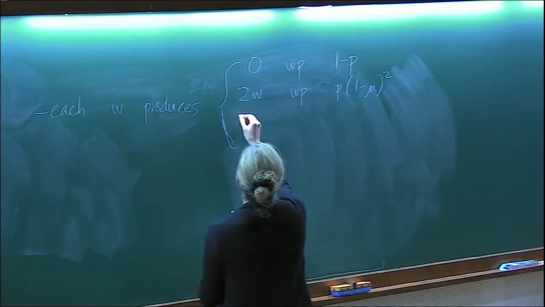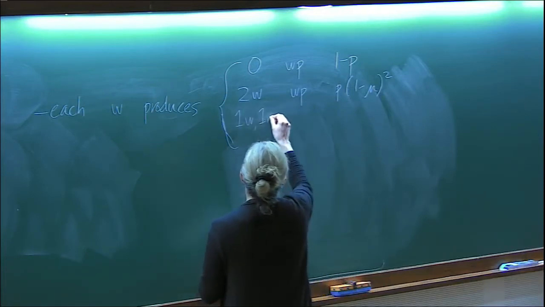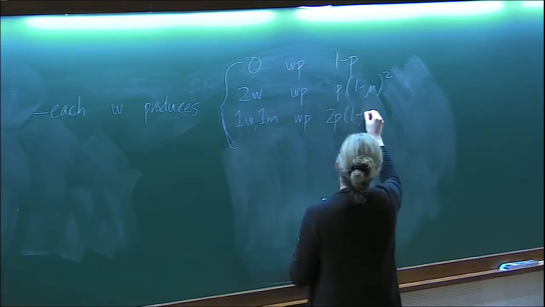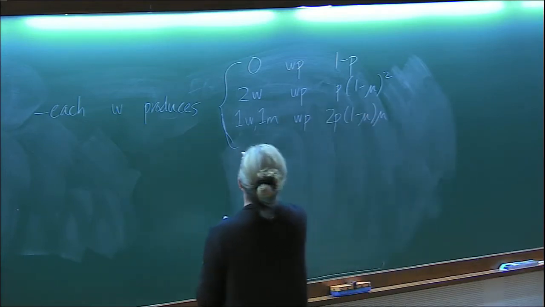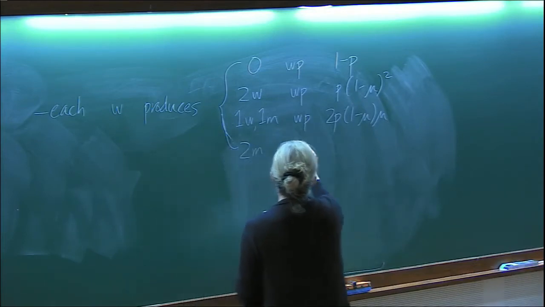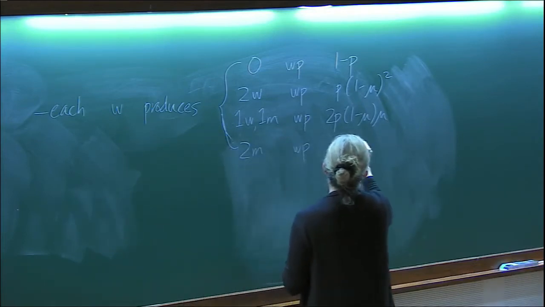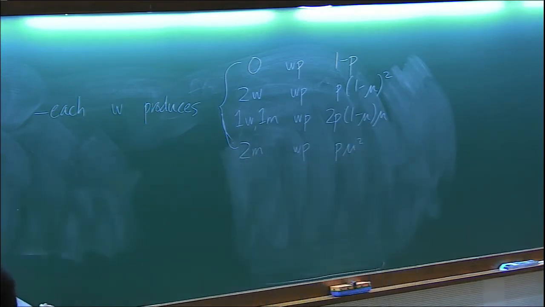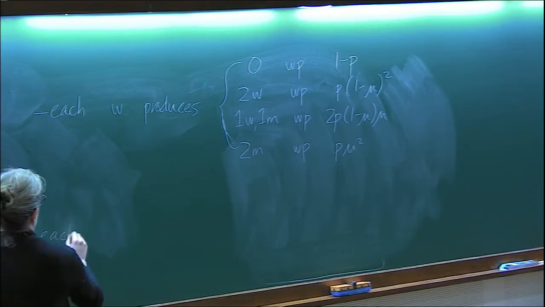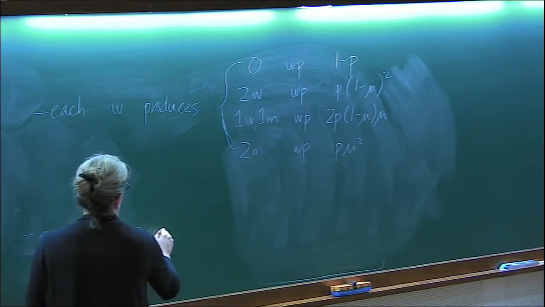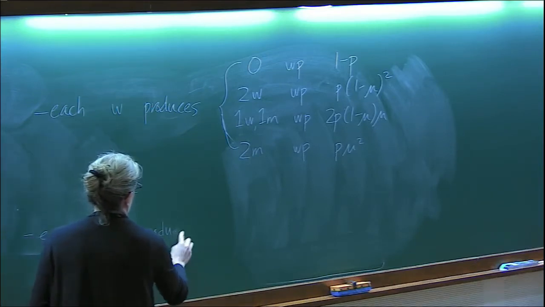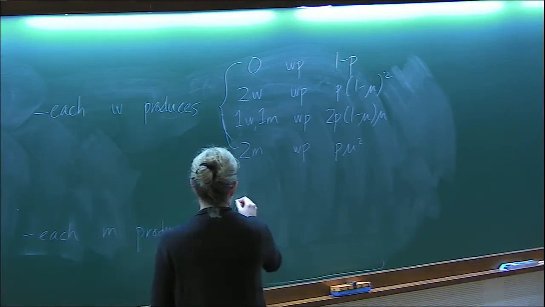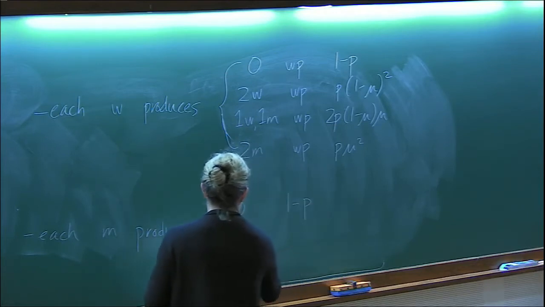Neither of them mutate. Or maybe they produce 1 wild type and 1 mutant, 2p(1 minus mu)mu. Or maybe they produce 2 mutants. That should add up. And then each mutant, we're going to make this a little easier. In my toy model, the mutants don't mutate anymore. So the mutant can either die or produce 2 mutants.